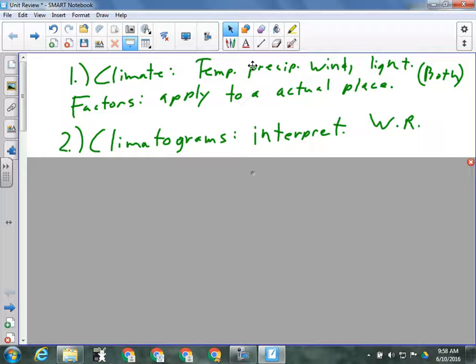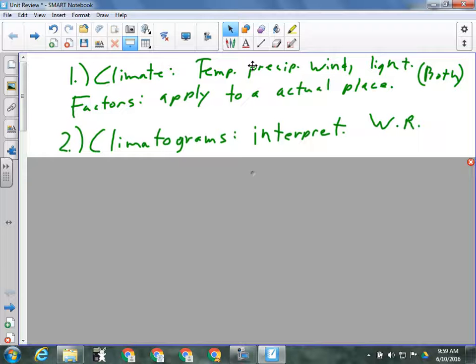All right. Second thing, climatograms. Okay, we talked about this yesterday when we went over biomes. Oh, we got to finish those. Okay, we'll finish those in a minute. Okay, climatograms. There's going to be one on there, and what you're going to have to do is tell me what biome does it come from.